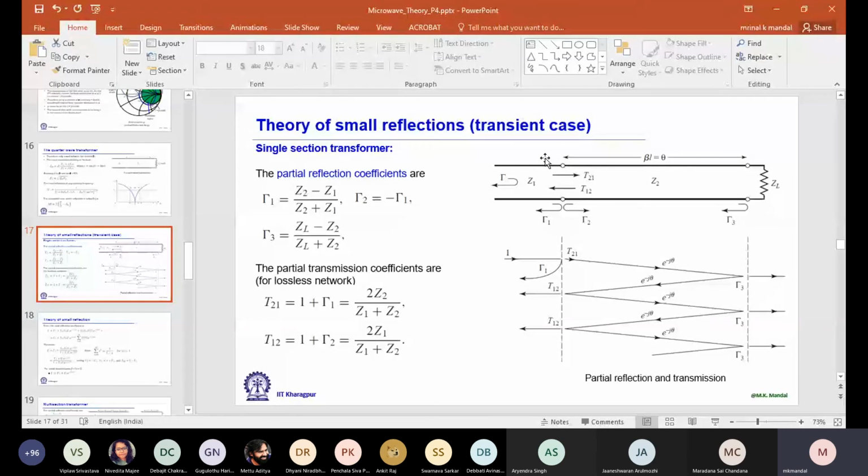Let us use a different term for this gamma. This is not the overall gamma. This gamma 1, it is from the first junction only, and it is a transient situation. So we call it partial reflection, and this gamma represents the overall reflection.